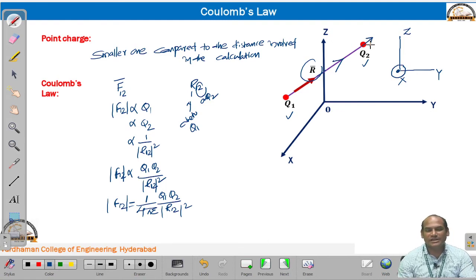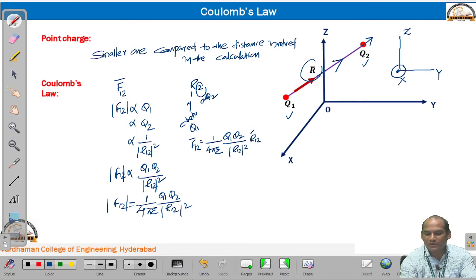So, we have to take the unit vector along that line vector or distance vector which is joining q1 and q2. So, finally, this F12 bar is given by 1 by 4 pi epsilon q1 q2 by magnitude of r12 square into r12 cap. So, along the r12 cap the force direction is available, and the magnitude of F12 is given by 1 by 4 pi epsilon q1 q2 by magnitude of r12 square.